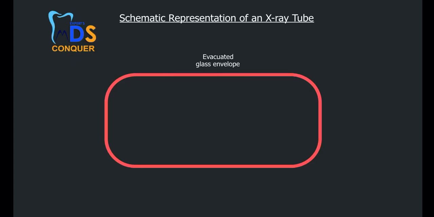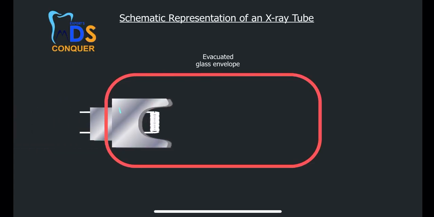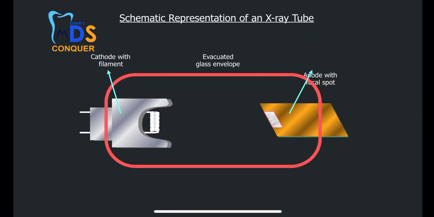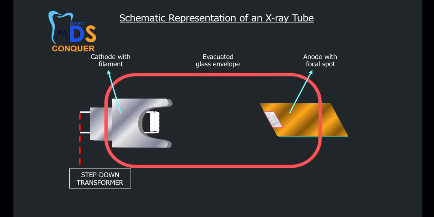Reason number two is that it prevents the oxidation or burnout of the tungsten filament. So two reasons: number one, it prevents the collision of electrons, and number two, it prevents the oxidation or burnout of the tungsten filament. This is regarding the glass envelope which is evacuated with vacuum. Now the most important components are the cathode and anode. The cathode is negatively charged whereas the anode is positively charged.